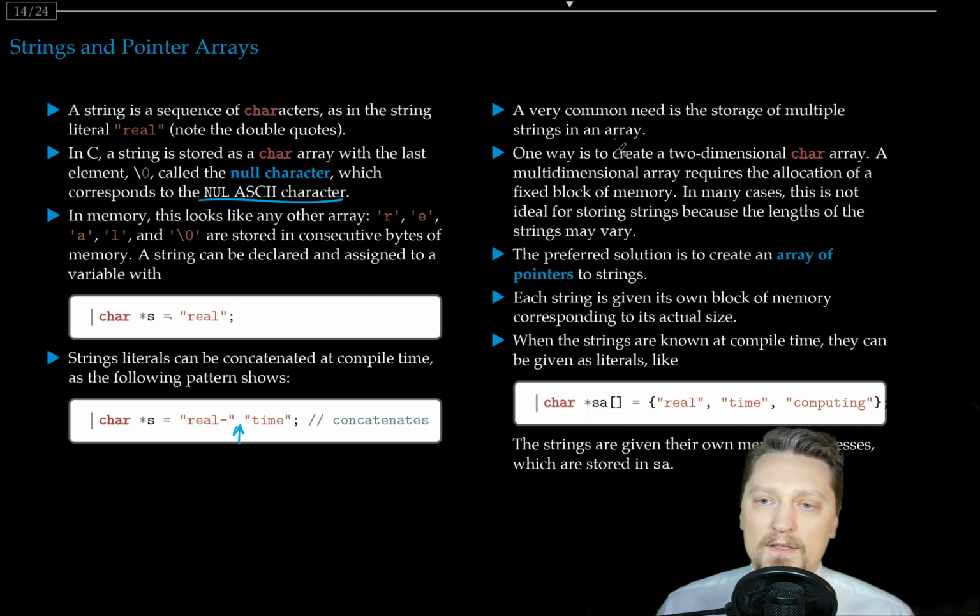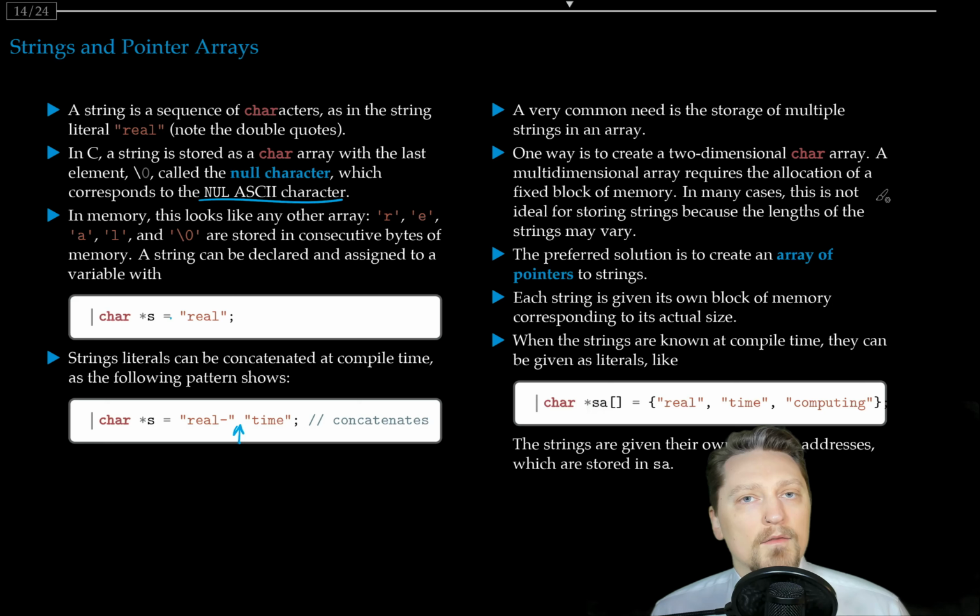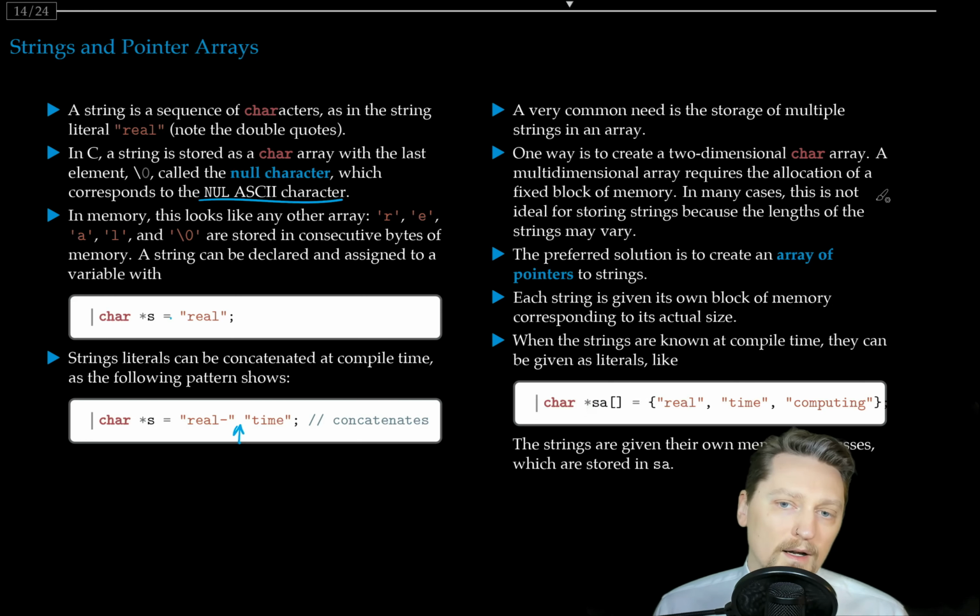A very common need is the storage of multiple strings in an array. One way to do this is to create a two-dimensional character array. A multi-dimensional array requires the allocation of a fixed block of memory with a fixed size. In many cases, this is not ideal for storing strings because the lengths of the strings may vary.